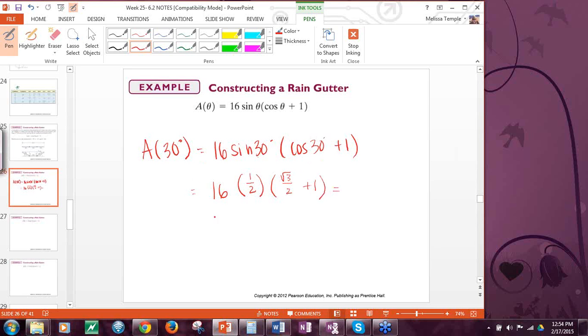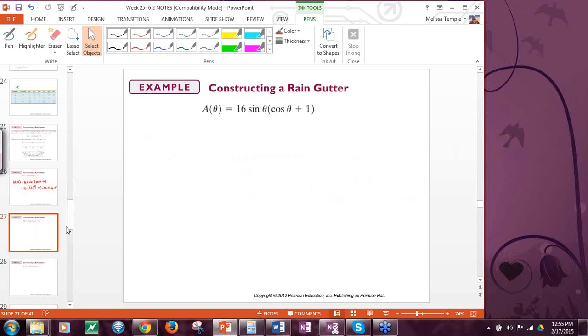Now this is simply something we can put into our calculator. 16 times 1/2 times the square root of 3 over 2 plus 1. And when we do, we get about 14.93 square inches. So if my aluminum was bent at a 30-degree angle, I'd have almost 15 square inches of area underneath.